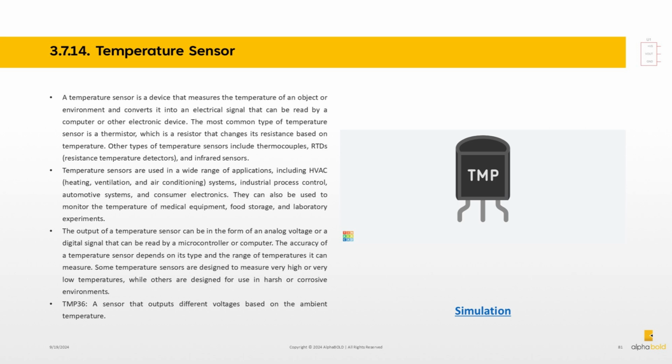The output of a temperature sensor can be in the form of an analog voltage or a digital signal that can be read by a microcontroller or computer. The accuracy of a temperature sensor depends on its type and the range of temperatures it can measure. Some temperature sensors are designed to measure very high or very low temperatures, while others are designed for use in harsh or corrosive environments. TMP36, a sensor that outputs different voltages based on the ambient temperature.